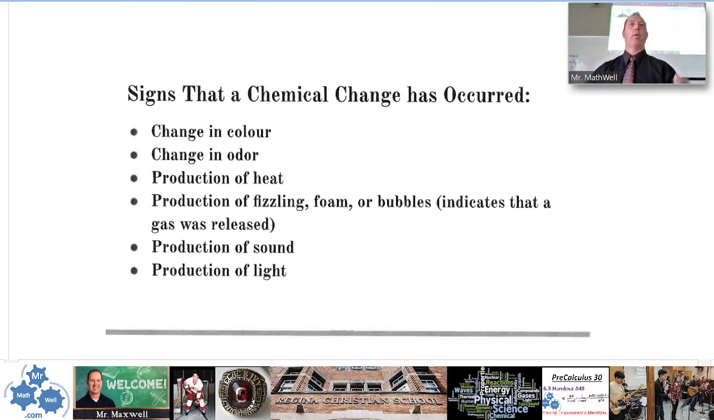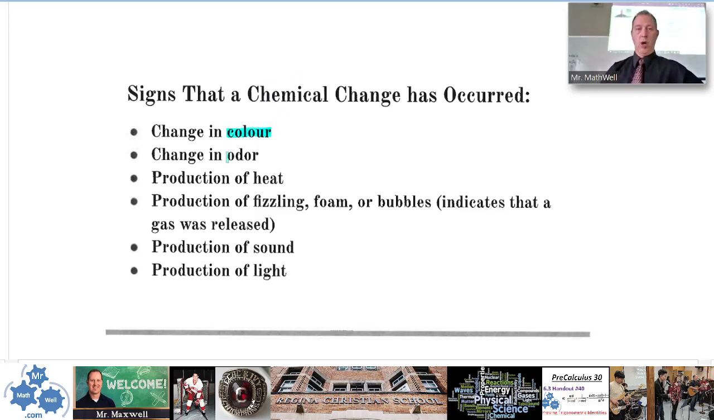All right, grade 9s. Let's get back to this second part of your notes here. Signs that a chemical change has occurred. Some of these are going to be physical properties, but they are signs that possibly a chemical change has occurred. So, change in color.